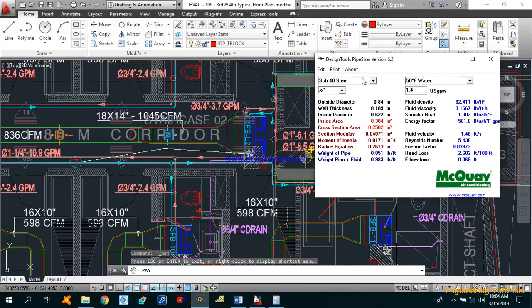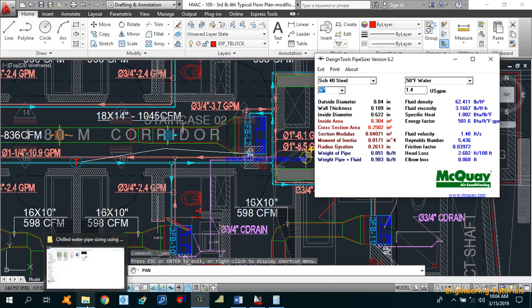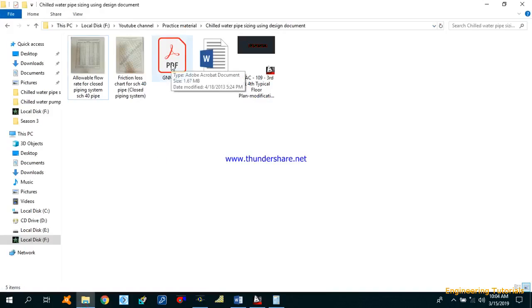I have opened this pipe sizer. As you can see, we are using a black schedule 40 pipe, which we have already selected, and the fluid is water at 50 degrees Fahrenheit. Now we are going to check the pipe size required for 3.7 GPM. But before starting, I want to show you one thing, a design document, because we are going to do this as per our design document. Let me open this design document, the general mechanical notes.